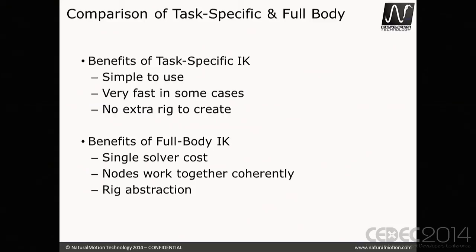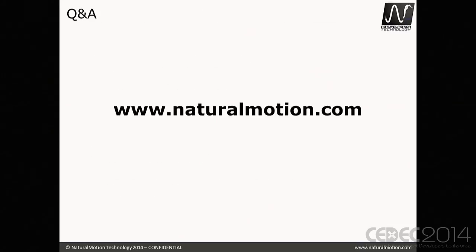The benefits of the full body system, you only have that one solver cost, so it's much more linear. The huge thing though is that the nodes all work together. You're never going to get fighting between the IK systems. You can have everything working towards one goal, so you get much more coherent motion. And although I've not really gone into it much, our rig abstraction means that you can set up your network once, set up your IK nodes once to work across multiple different character types, which is quite a benefit as well.